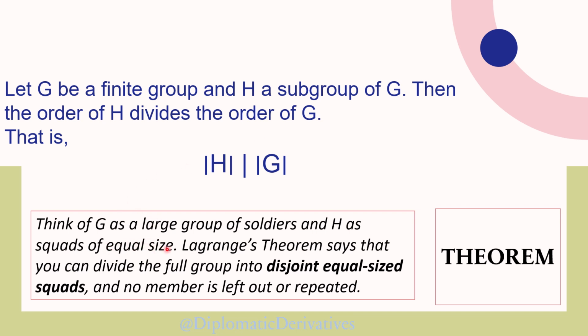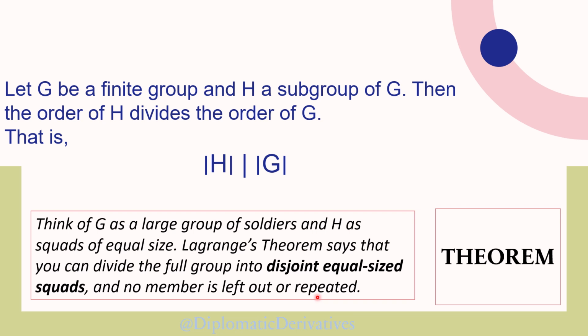Think of G as a large group of soldiers and H as squads of equal size. So these squads are coming out of what? They are coming out of the main group of soldiers, okay, and the squads are of equal sizes. Lagrange's theorem says that you can divide the whole group into distinct equal sized squads and no member is left out or repeated. So nothing is left out, nothing is repeated. All the soldiers are used in equal sized squads, okay, and when you make a union of those squads, they will make the entire group G.